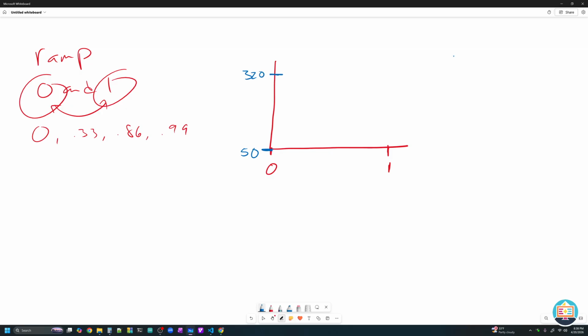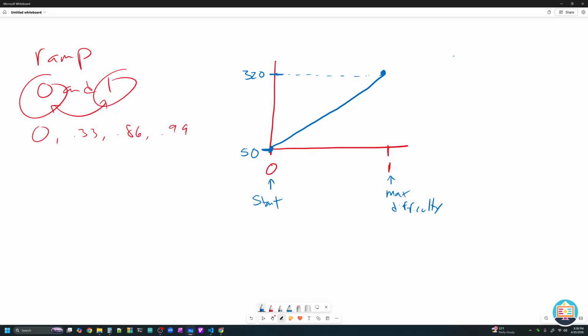So I know that at the beginning of our game, when our ramp is 0, so this is our start, the asteroid speed is going to be 50. When our ramp is 1, this is when we are at max difficulty. At max difficulty, what is our asteroid speed going to be? It's going to be 320. That's what we specified right here. Now, we have our starting point and our ending point. Imagine if we were to draw a line between this starting point and this ending point.